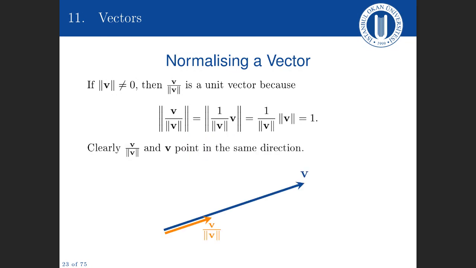So we have two vectors which point in the same direction. v and v over norm of v point in the same direction, but v over norm of v is a unit vector. Anytime we need to find a unit vector which points in the same direction as v, this is the idea that we are going to use.